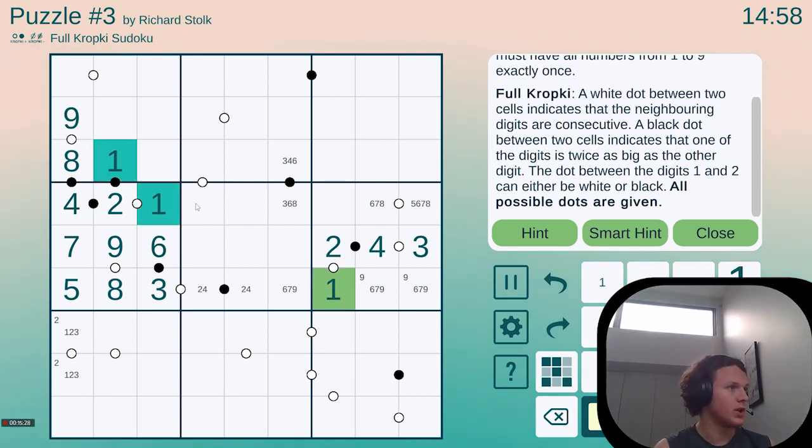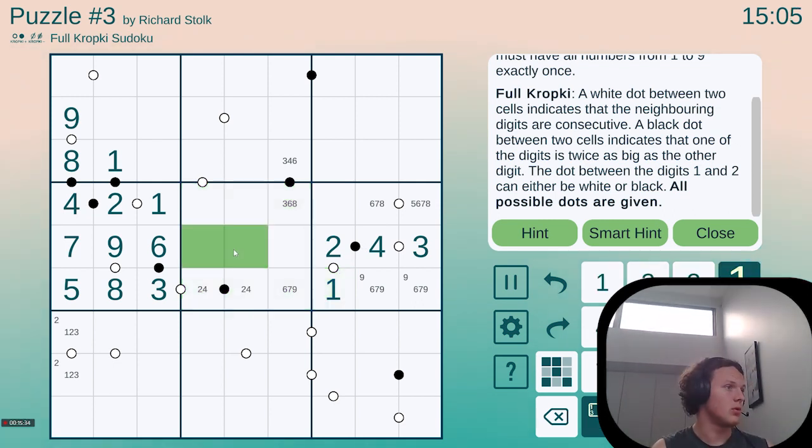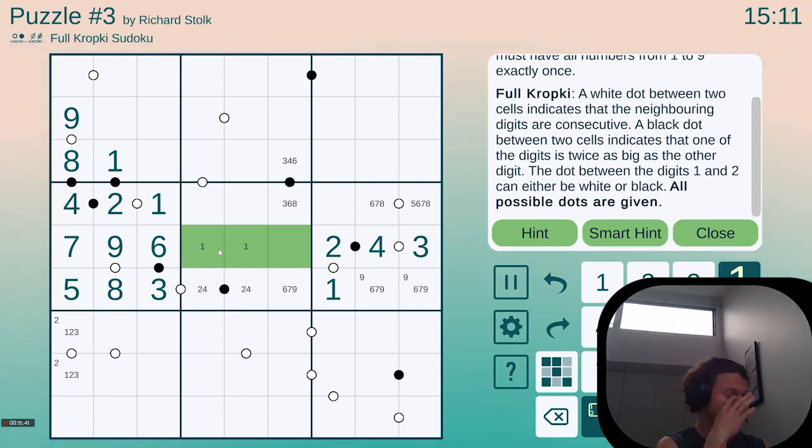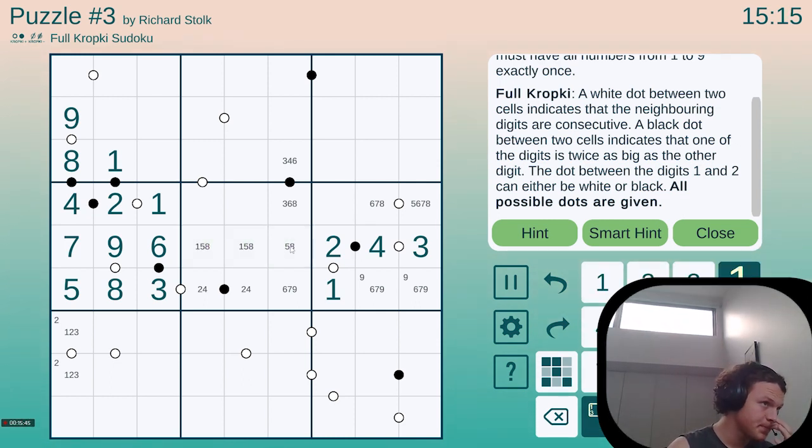I just noticed, so the 1 in this middle box can't go there, can't go there, can't go there, otherwise it's consecutive to the 2. So the 1 has to be in one of those 2. And the rest in this row, we're missing a 5 and an 8. Which means that can't be the 8. That can't be the 4.